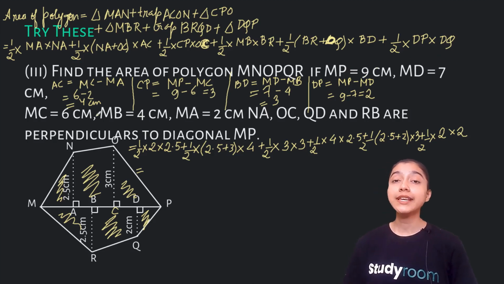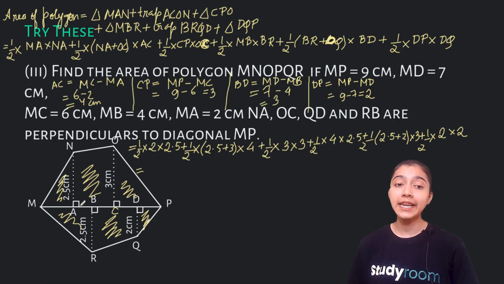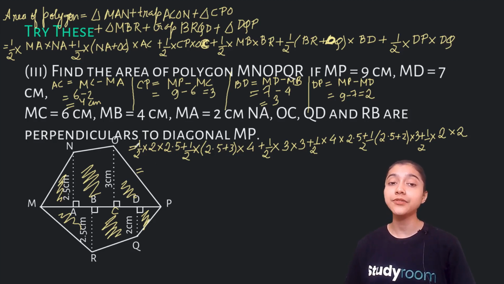So we'll calculate it. We'll be putting the values of each and everything in this given equation to find out the area of the given polygon. So I write half multiplied by MA, which is 2. And then we have to multiply NA, which is the height of the triangle, which is also 2.5 centimeters. So I've multiplied half into 2 into 2.5. This entire thing gives us the area of the first triangle.